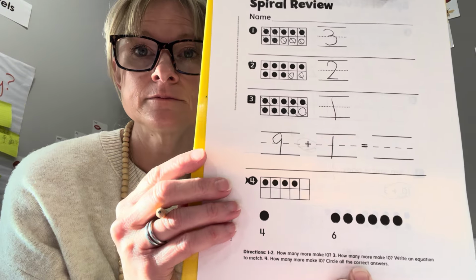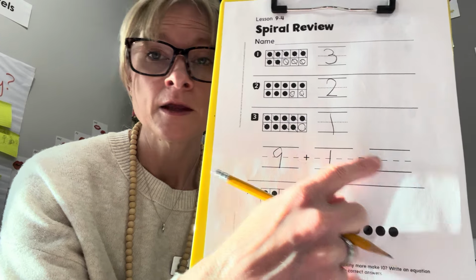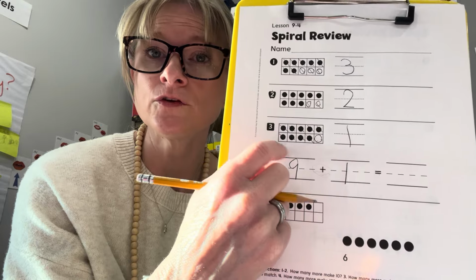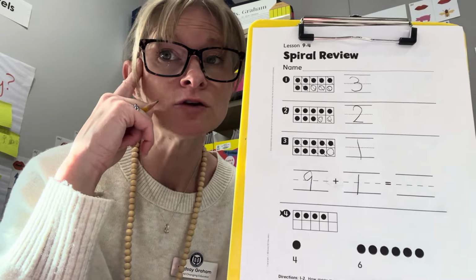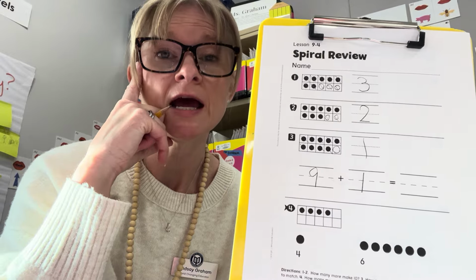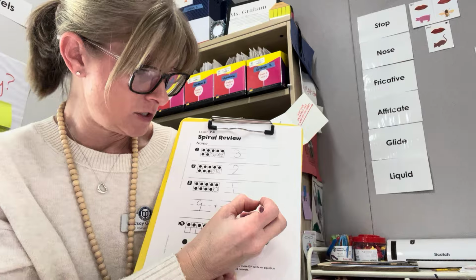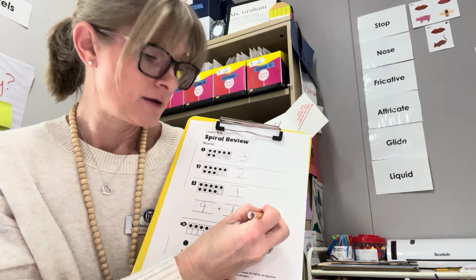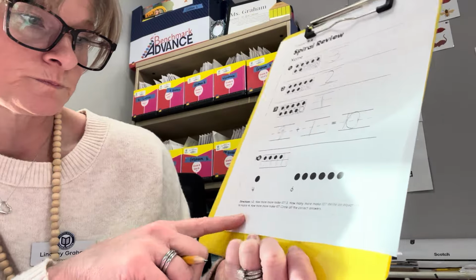9 plus 1 equals. How many does that equal? You can go back and count them, each one if you need to. Or I already know that 10 frame is filled up. I also know from the math question, the story, how can you make 10? We were working on making 10, so I'm going to write 10. All right, number 4.